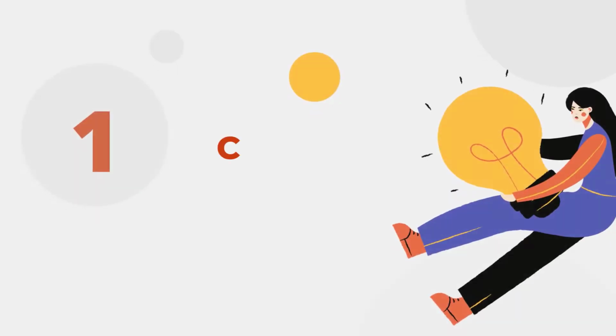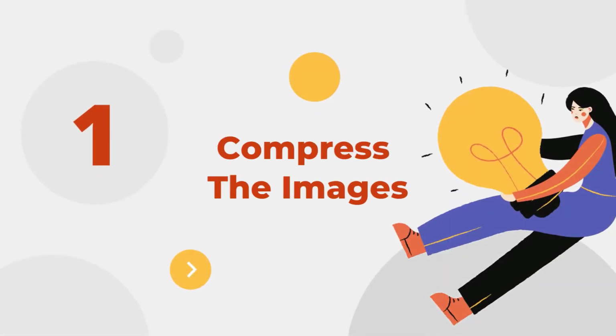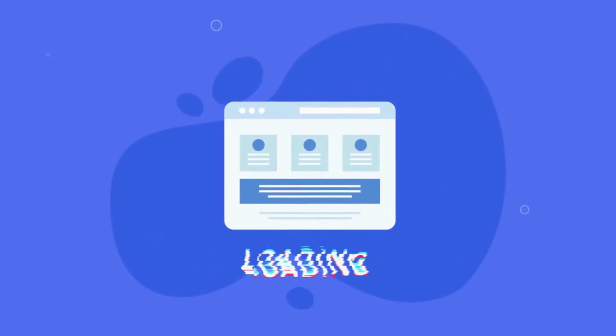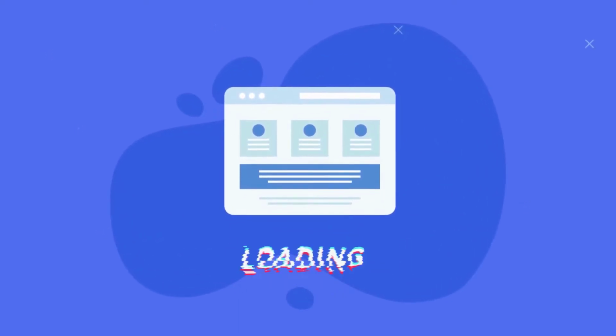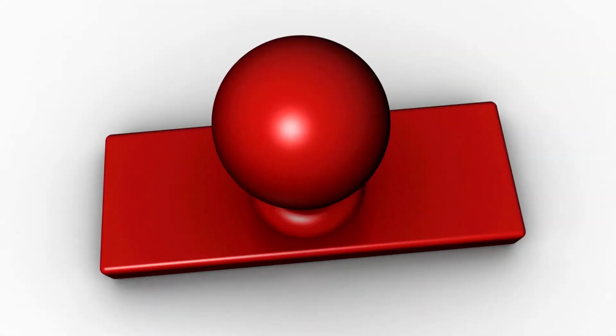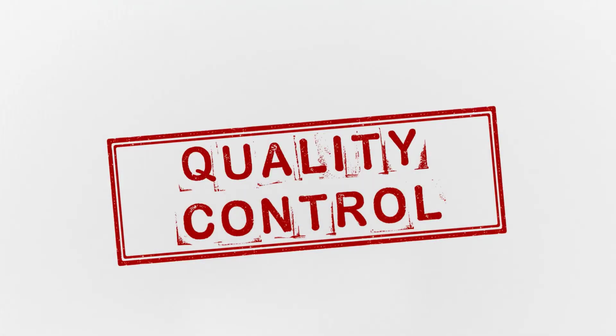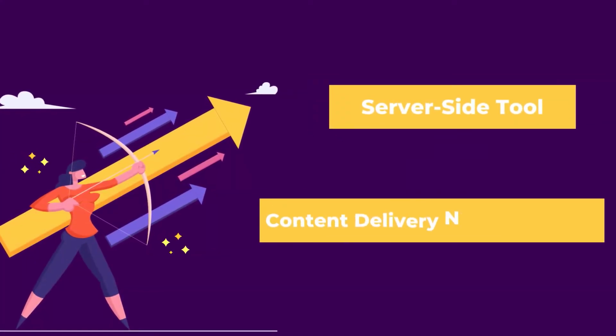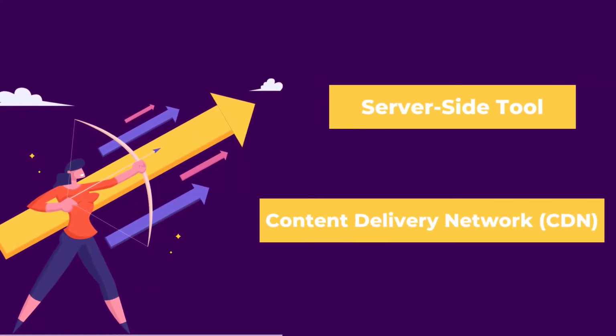Number 1. Compressing the images. Uncompressed images cause a huge amount of overhead on your website. So you must compress your images first. Don't be afraid to lose picture quality. It's not as bad as it sounds. For the best compression results, we recommend you use a server-side tool along with a CDN.